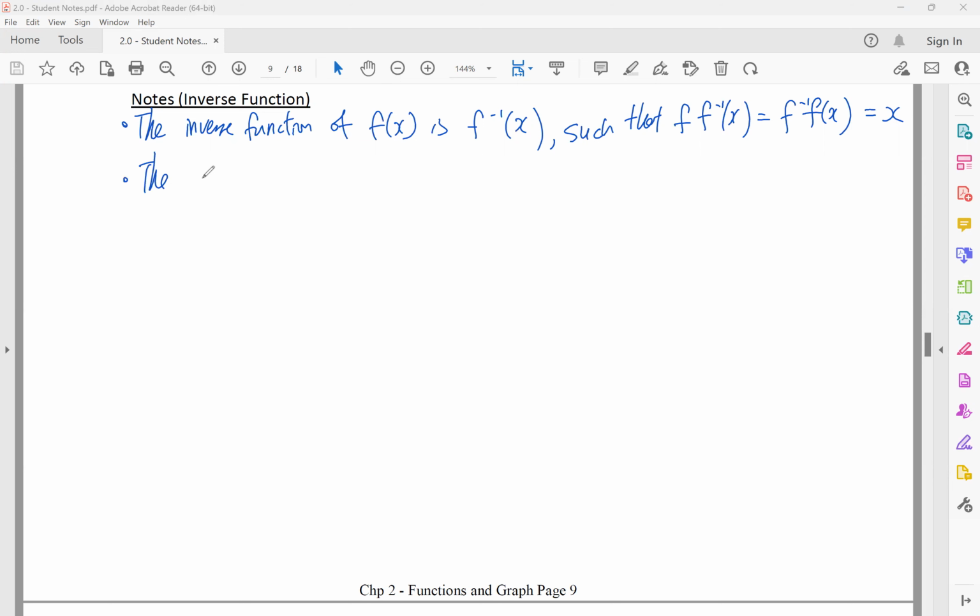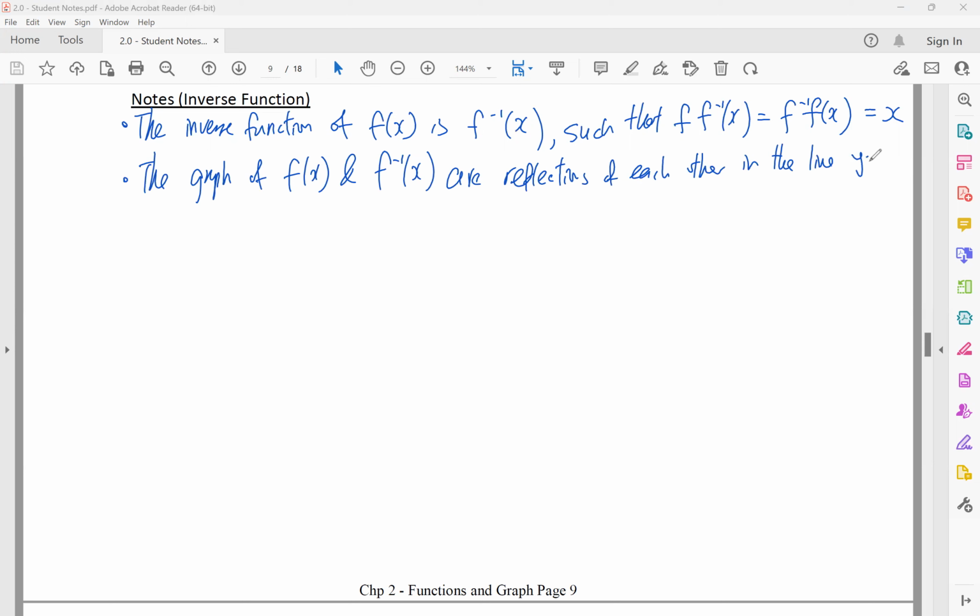The graph, you need to know the graph of f of x and f inverse are reflections of each other in the line y equals x. So if I got a really funky equation that I can't draw, for example, f inverse, I can use the f of x graph to help me draw it because I can draw the original and reflect it. For example, in here, let's say we have our famous one, e to the power of x. Let's draw that.